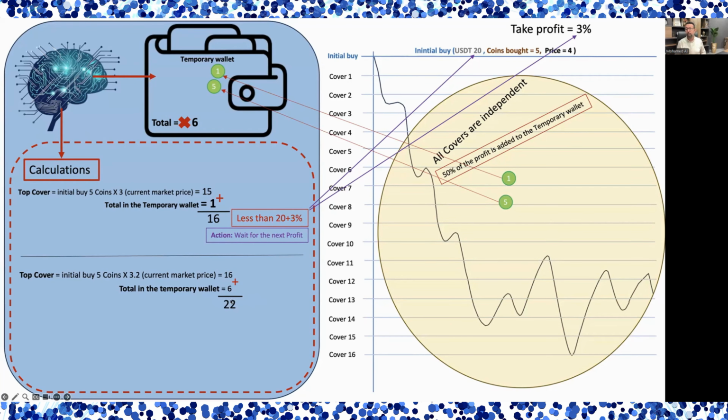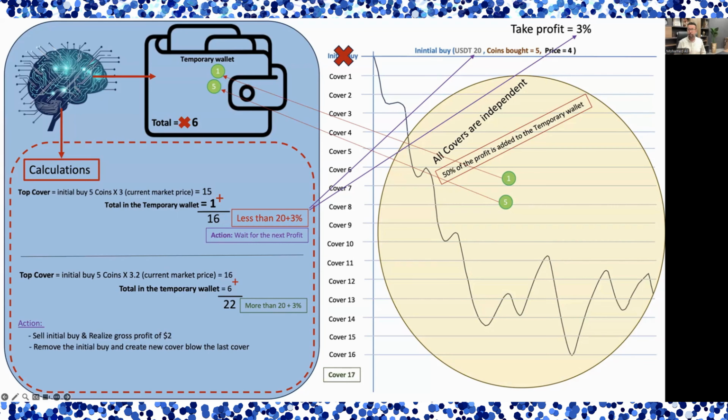Now, is 22 more than 20 plus 3%? Yes, it is more. That means it's the time for me to do a different kind of action. So in this case, the bot is going to first of all sell the initial buy, because now we know that with the profit that we have in the temporary bank plus whatever we're getting, if we're selling that position right now and get rid of it, we're going to get more than the amount that we spent plus the take profit parameter, which is 22 in this case. So it's going to sell that position and realize a gross profit of 2 USDT.